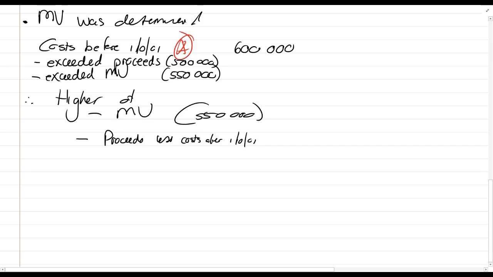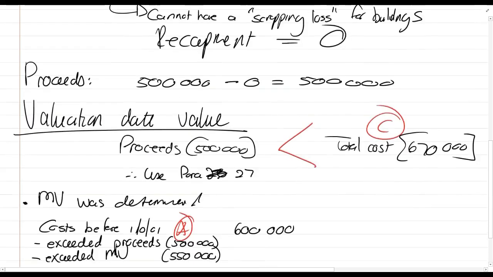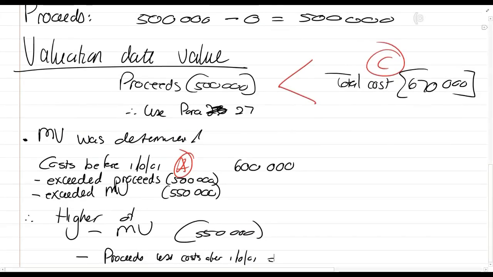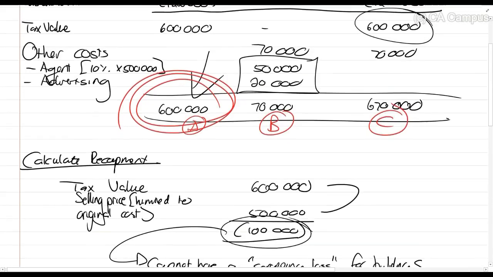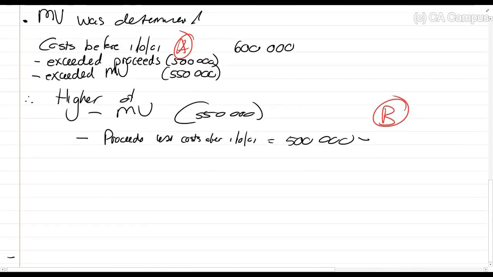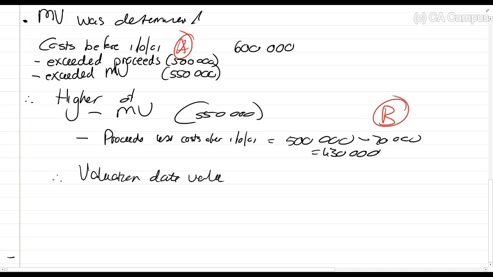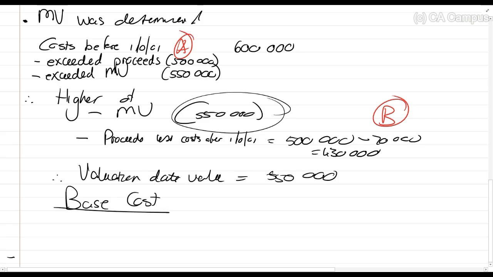And I want you to see, guys, it's not times 20%. So proceeds is how much? 500,000 rands. Minus column B, and column B was 70,000. Right, so 430,000. So thus, valuation date value equals the higher of the two, 550,000. So our base cost is valuation date value.